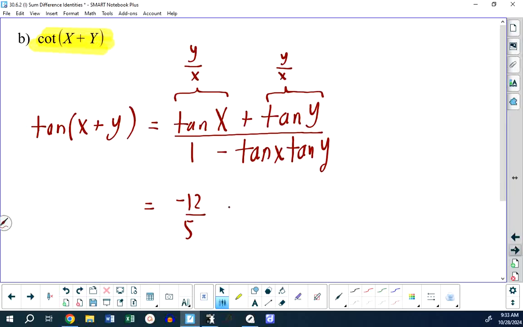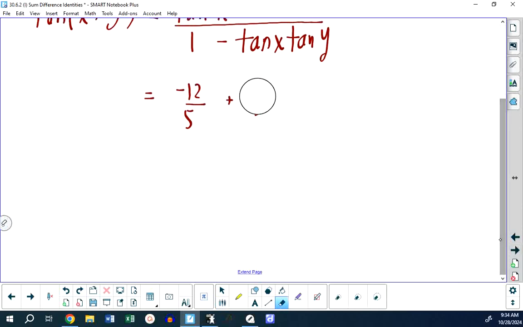Well, we already know that. It's 4/3, isn't it? Weren't you told outright in the question that the tangent of y was 4/3? Is that correct? Okay. And then on the bottom, I'm going to have 1 minus the product of these.